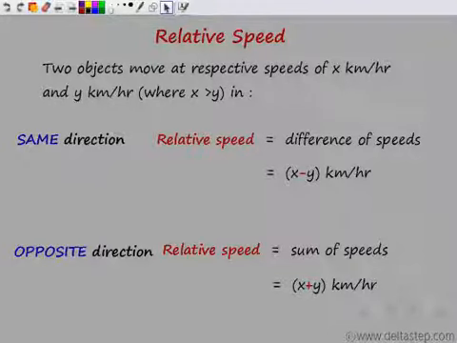So far we have seen that when two objects move in the same direction, the relative speed is nothing but the difference of speeds. So if they are moving with, say, speeds x kilometers per hour and y kilometers per hour, where x is greater than y, then in the same direction, relative speed would be the difference of speeds, which is x minus y. Similarly, if they are moving in opposite directions, then relative speed is the sum of speeds, that is x plus y kilometers per hour.